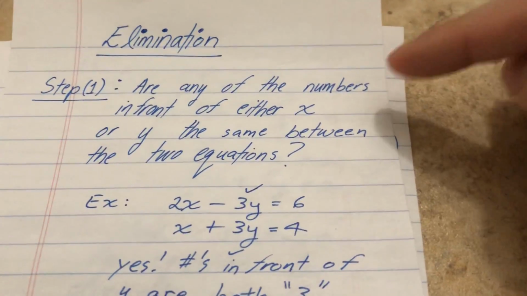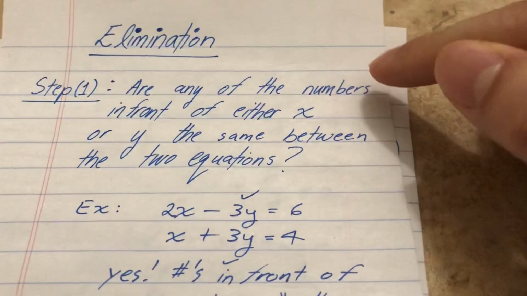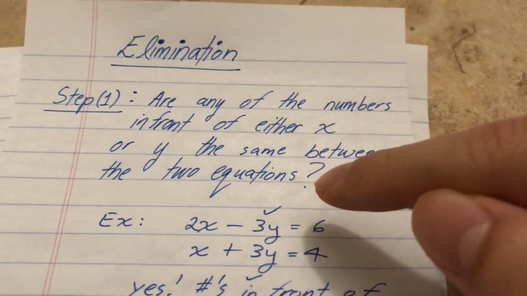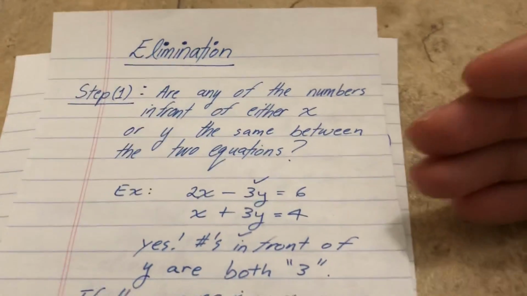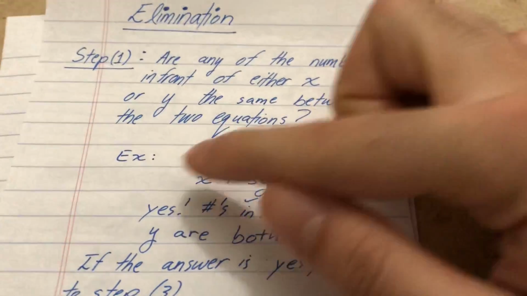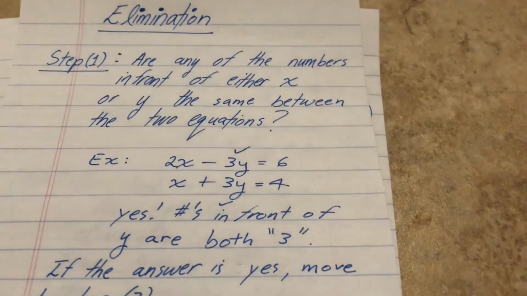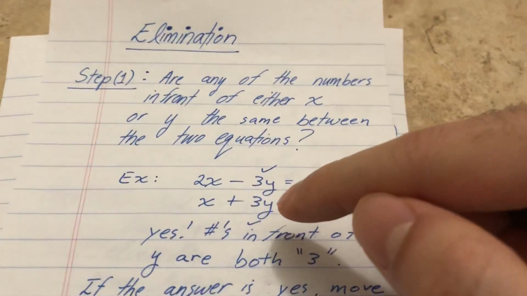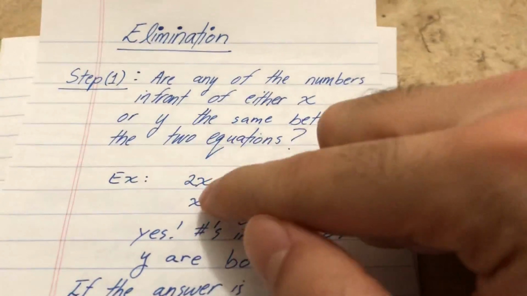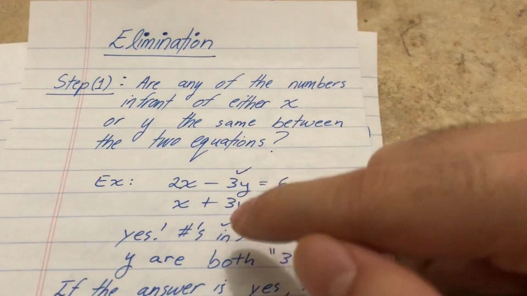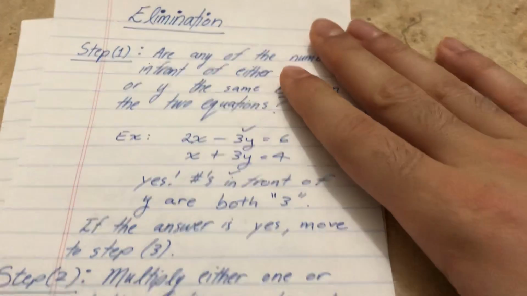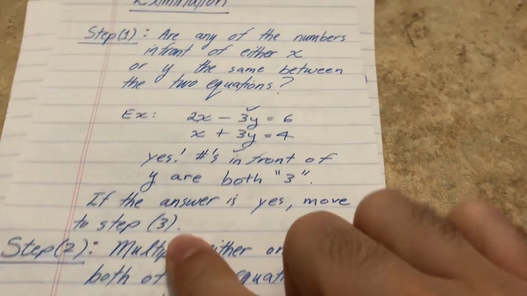Are any of the numbers in front of either x or y the same between the two equations? You have to ask yourself that question, right? So I'm given a linear system as an example, and I want to ask myself, is any number, and by number I mean the digit, is any digit in front of any letter the same? If yes, then I can move on to step 3, right?